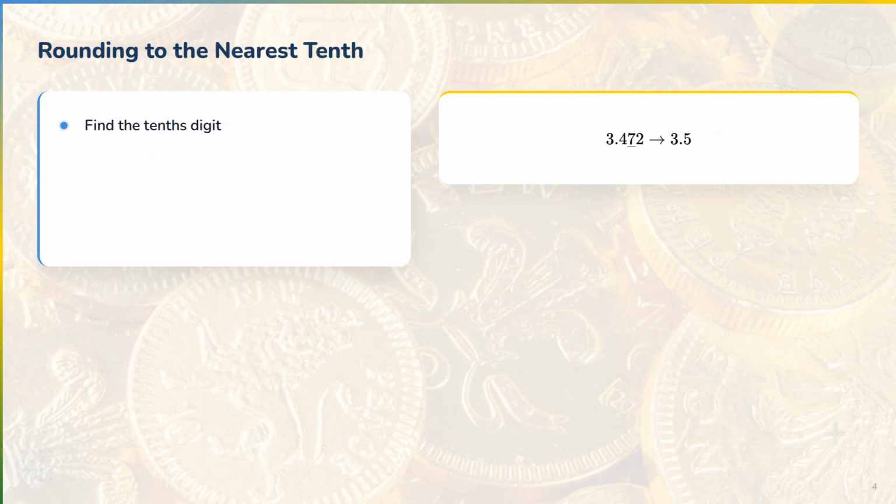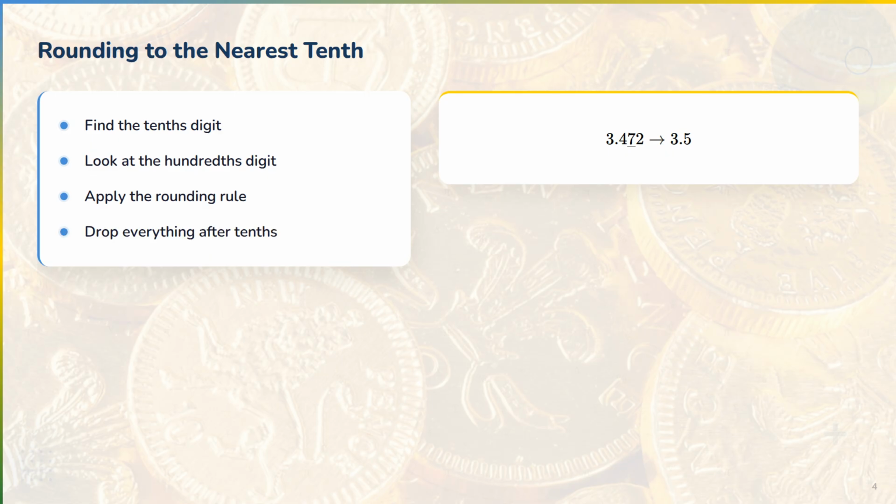Let's focus on rounding to the nearest tenth first. Here are the steps. Step 1. Find the tenths digit. That's the first digit after the decimal point. Step 2. Look at the hundredths digit, which is right next to it. Step 3. If the hundredths digit is 5 or more, add 1 to the tenths digit. If it's 4 or less, leave the tenths digit alone. Step 4. Drop everything after the tenths place. Let's try a real example together right now.